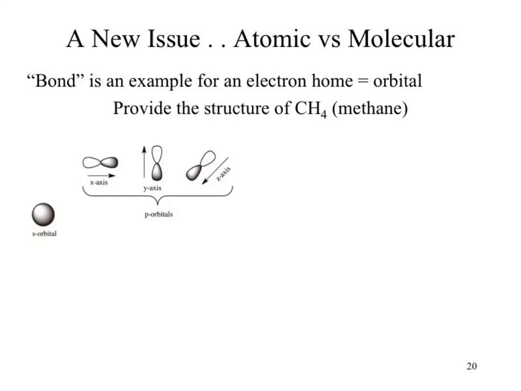So if I take, there's my S, there's my P. Well, in a P orbital, you'll notice that they're almost always one shaded and one's not. Why? Because a P orbital has two phases. Half of it is the positive phase, half of it is the negative phase. So let's say that my S orbital is in the phase that's not colored in.